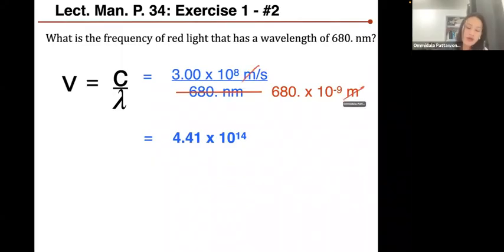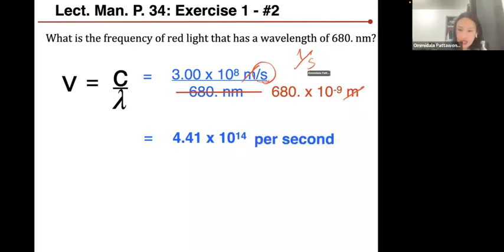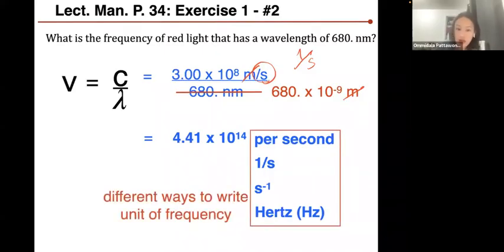So we are going to be left with per second, 1/second like that. You can write it as per second like this, or 1/second, or s raised to negative 1. Or because per second is the same as hertz, you can also use hertz as well. These are different ways to write the unit of frequency. It can be any of these.